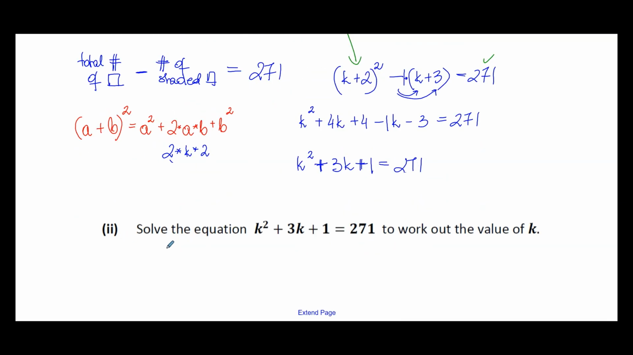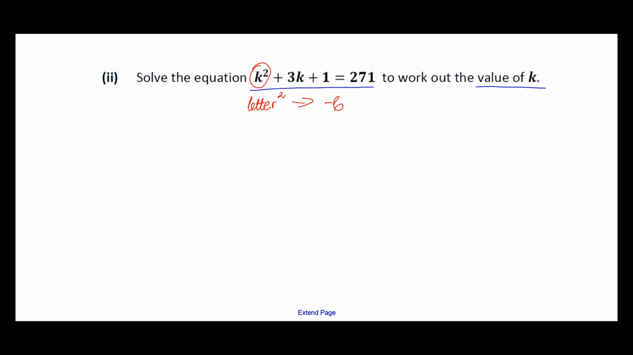So the last part is saying solve the equation to work out the value of k. How do we do that? Once you see a letter, and that letter is taken to the power of 2, as it is here, what do you think about? Minus b formula. Exactly, because majority of the time, that's what we are having. How does minus b formula work? Let's just remember our formula, minus b plus or minus, and that formula is in our table. Make sure you know where it is, page 20.